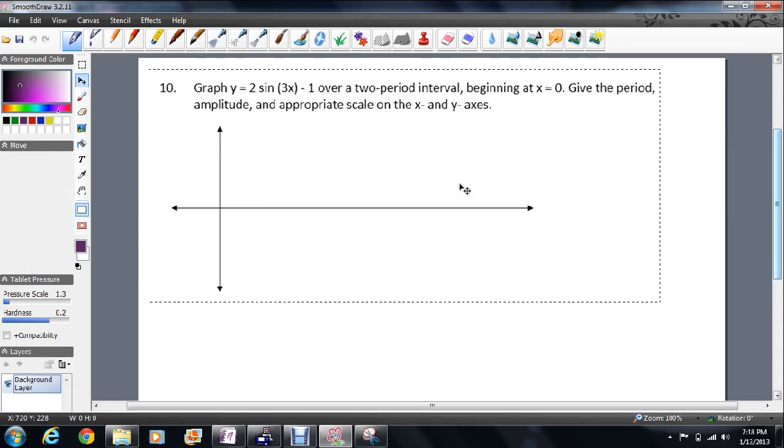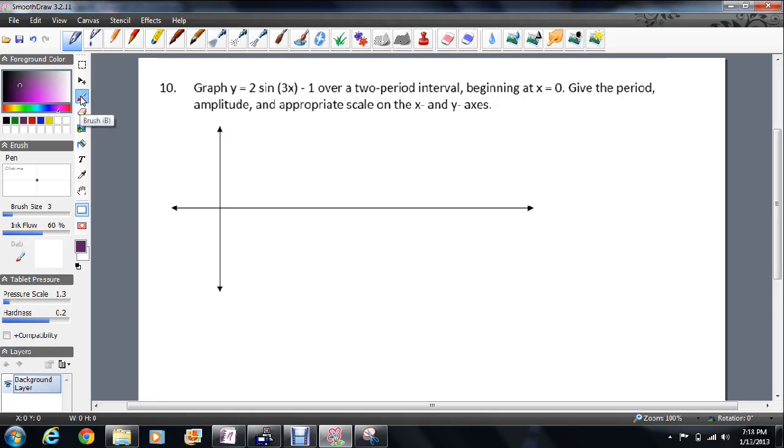Okay, so similar to before, but this time they're just asking us to start at 0, no biggie, but we're going to go over a 2 period interval, so a little bit more vocab in this problem. So what that means is that we need to look at what the period is first, and then we're going to go 2 times.